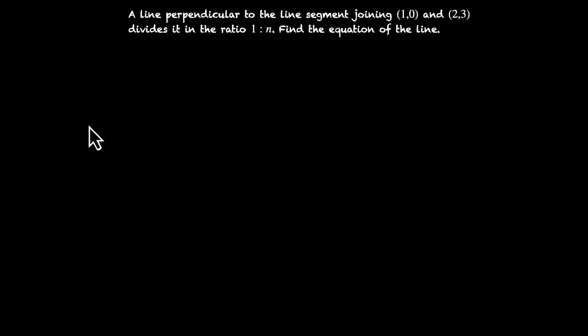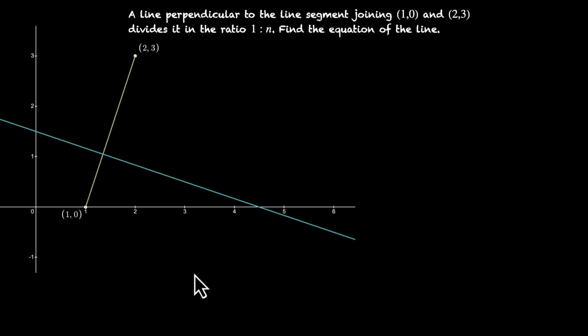Okay, so let's visualize what we have. We have this point (1, 0) and this point (2, 3). So the line segment is this. And we have this line that we have to figure out, perpendicular to this line segment. Alright, so this line is perpendicular. Now this could be here, here or here. It can move around, but it has to be perpendicular to this line segment. So this is perpendicular. And lastly, this length and this length, this ratio is 1:n.